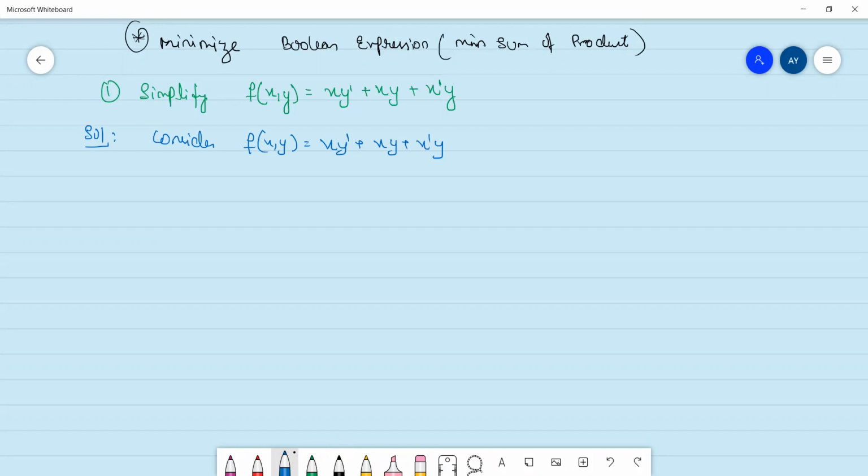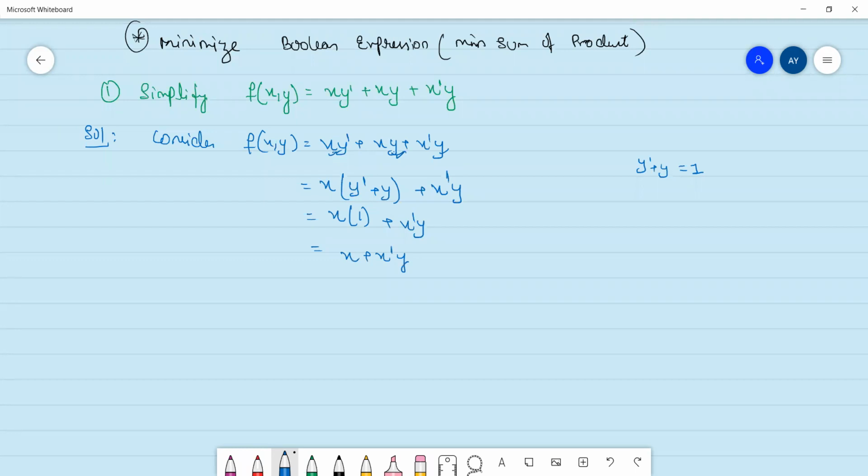And now see, from these, here you have x y plus x' y, and here you have x y' and x y. From these first two terms you can take x common. If you take x common, what do you have? y' plus y, and the third term will be as it is, that is x' y. And you already know y' plus y equals 1 from Boolean properties. So this equals x into 1 plus x' y. So what do you have here? x plus x' y.